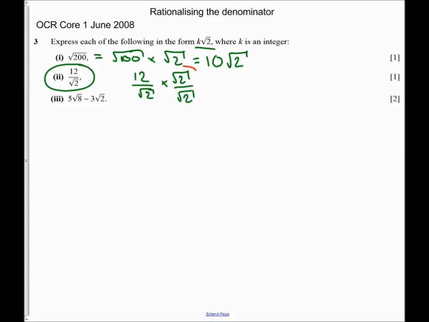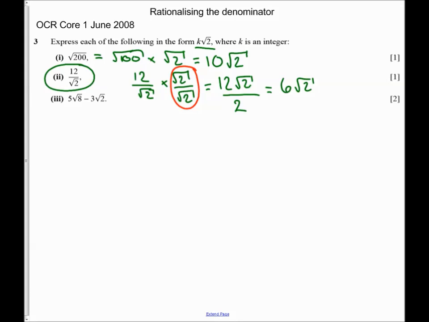You'll notice the square root of 2 over the square root of 2 is actually just 1. So I'm multiplying by 1, I'm not changing what my answer is going to be. 12 times the square root of 2 is 12 root 2, and then the square root of 2 times the square root of 2 is just 2, because it's the square root of 2 squared. And now I can simplify this. I can divide numerator and denominator by 2, and I will just get 6 root 2. So 6 is my integer.